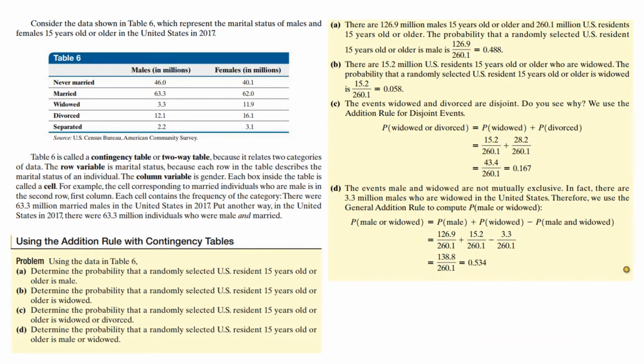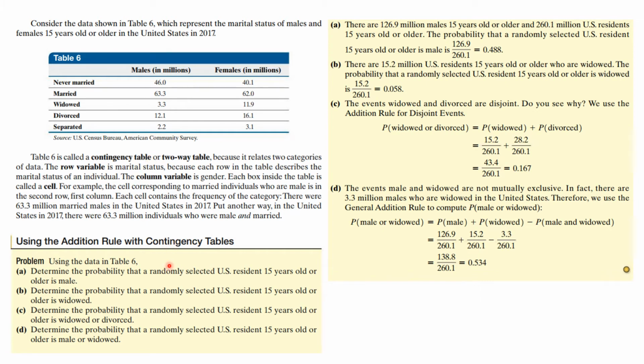Let's consider again an example, and this example is a contingency table and shows the marital status of males and females 15 years and older in the United States. And these are in terms of millions of units. So never married, we have these numbers. Married, we have these numbers. Widowed, we have these numbers. Divorced, we have these numbers. And separated, we have these numbers. And this, of course, is a contingency table. We have males and female data.